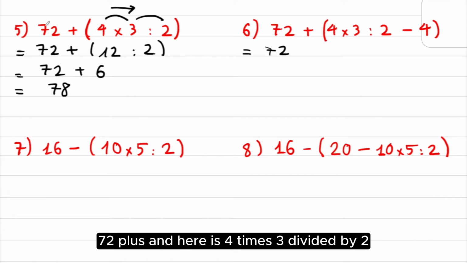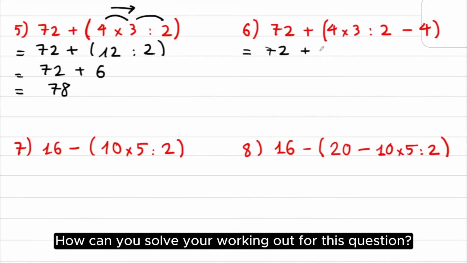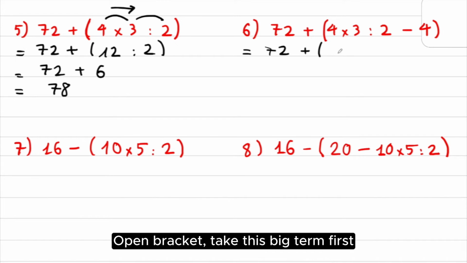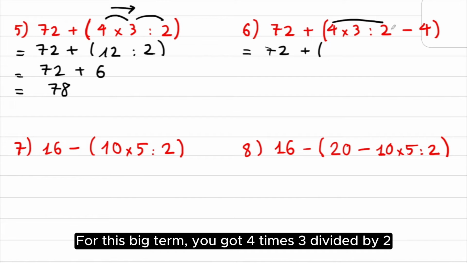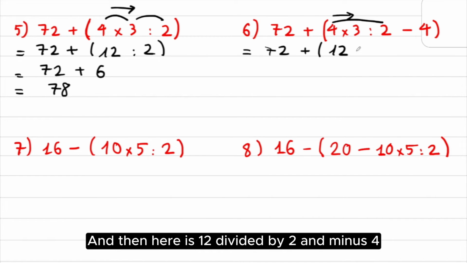Question 5 and question 6 are a little bit the same. You have 72 plus, and here is 4 times 3 divided by 2, but for question 6 you have minus 4. Okay, how can you work with this one? Or more importantly, how can you show your working out for this question? Open bracket. Take this big term first. For this big term, you have 4 times 3 divided by 2, taking from left to right, and then here is 12 divided by 2 and minus 4.